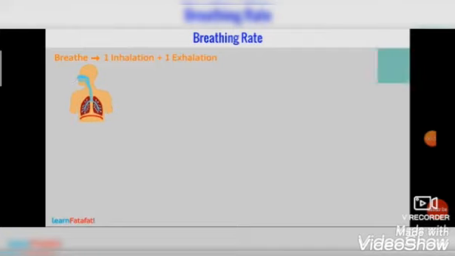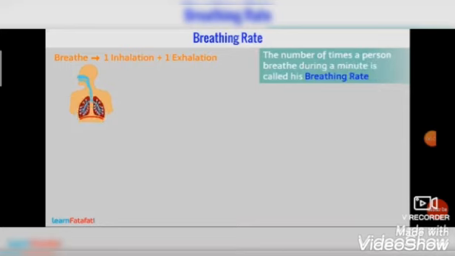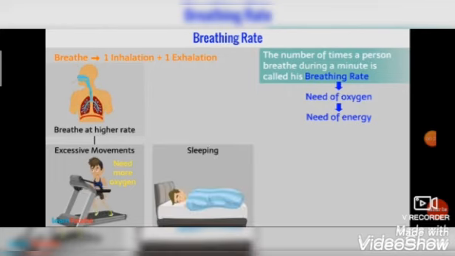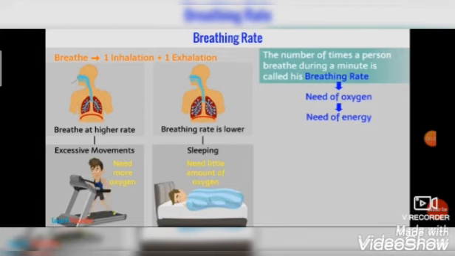A breath is one inhalation and one exhalation. The number of times a person breathes during a minute is called his breathing rate. The rate depends on the need of oxygen, which in turn depends on the need of energy. For example, during running or heavy exercise, we need more oxygen and hence more energy. To obtain more oxygen, we breathe at a high rate. However, when we are relaxed or sleeping, we need a little amount of oxygen and therefore a little amount of energy. In such conditions, the breathing rate is lower.